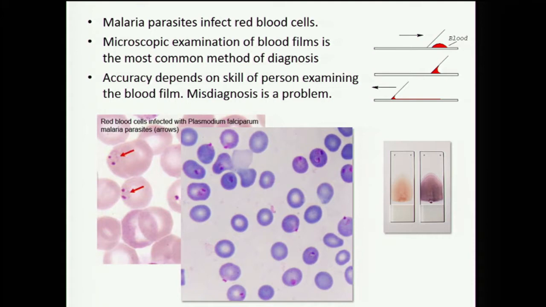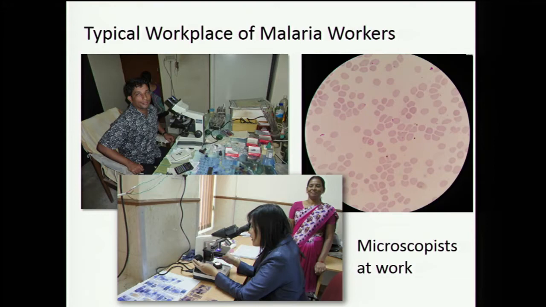So these are the slides that you look under the microscope. This is what a typical workplace looks like. This is taken in Bangladesh, where we are collecting data for our system. So see, that's the main working tool. That's the microscope. And they look at the blood slides. Here you see blood slides, many of them.